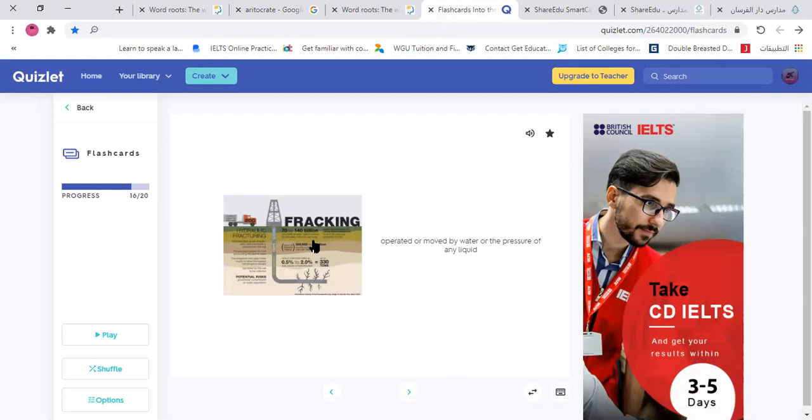It means that it's moving by water. Yani, the water right here comes here to push this device to work, for example, to make it bend or to make it work with this vehicle. So this device is working by hydraulic power. Hydraulic power يعني power of water.